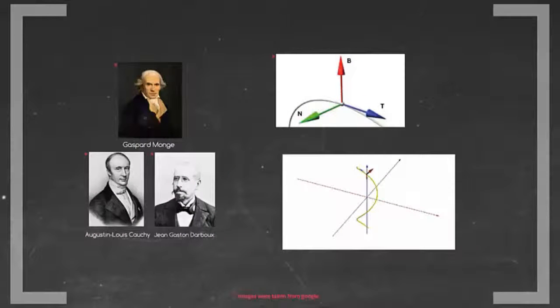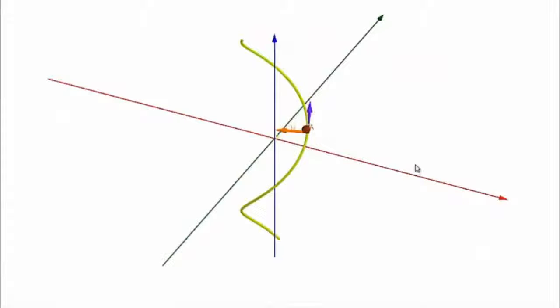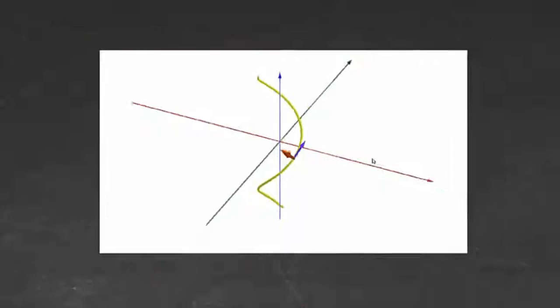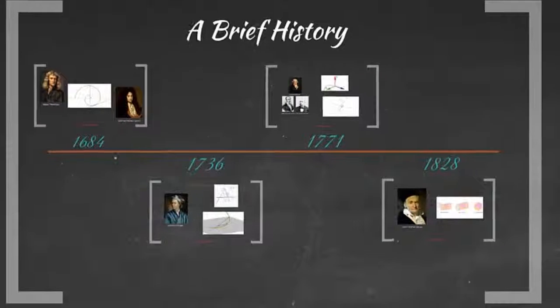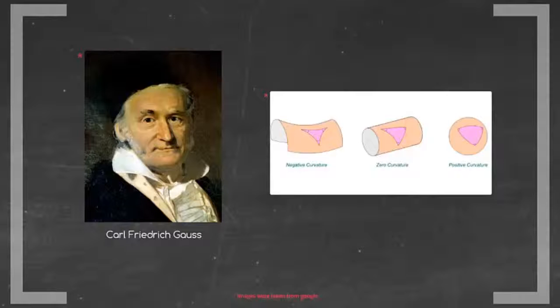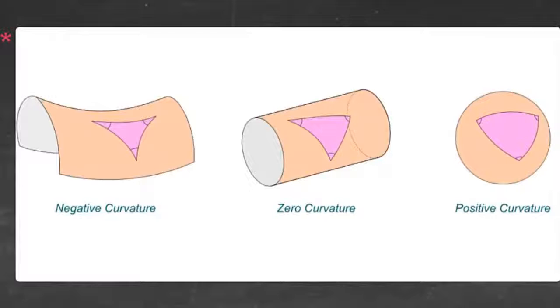The study of space curves started in 1771 with the work of Monge, but Cauchy introduced the modern way of defining notions such as curvature and torsion, and later Darboux gave the first modern description in terms of moving frames. Gauss's work in 1828 systematically studied surfaces and introduced the curvature nowadays known as Gaussian curvature. From the diagram, we can see that if a triangle were placed on the object, if its total angles were less than 180 degrees, then it would have negative curvature. Equal to 180, zero curvature, and if it's greater than 180, positive curvature.